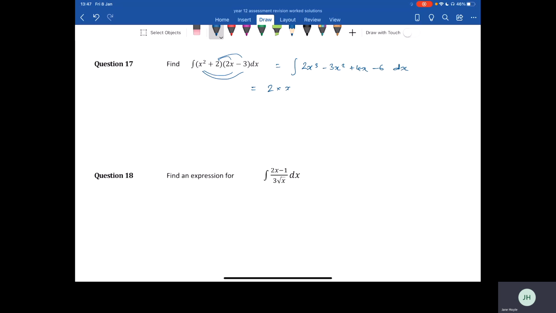So write the 2 down, times x to the power of 4 over 4, write the 3 down, increase the power, so times x cubed over 3, write the 4 down, times x squared over 2. And I need to add on an x at the end there, plus my constant, mark lost if you don't do that. And then 2 over 4 is a half, so a half x to the 4. Those 3's cancel, I've got 3 times a third, so it's minus x cubed. Then I've got 4 over 2, so that makes 2x squared minus 6x plus c.